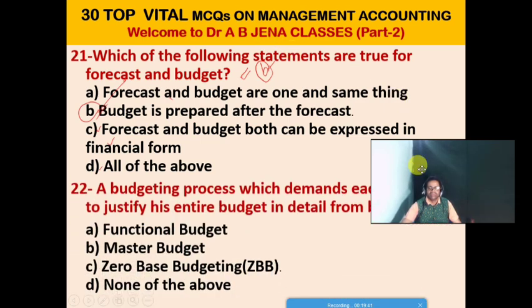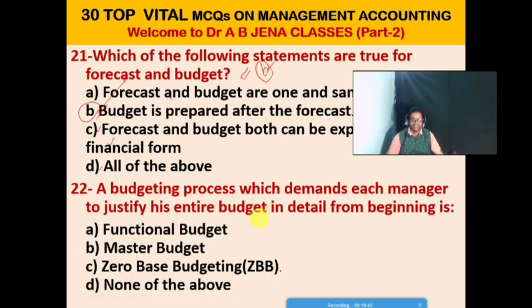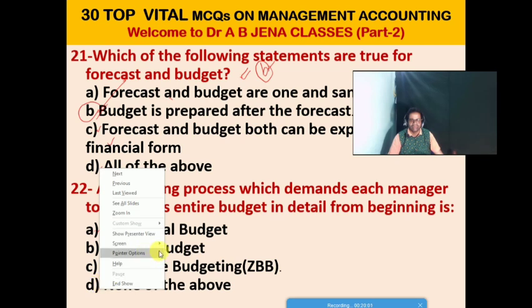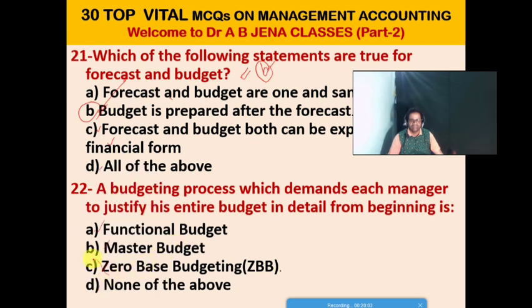So next one MCQ, a budgeting process which demands each manager to justify his entire budget in detail from beginning is known as what? A it's a functional budget, B it's a master budget, C it's a zero based budgeting, ZBB, D it's none of the above. Friends, so C is the right option for this MCQ.